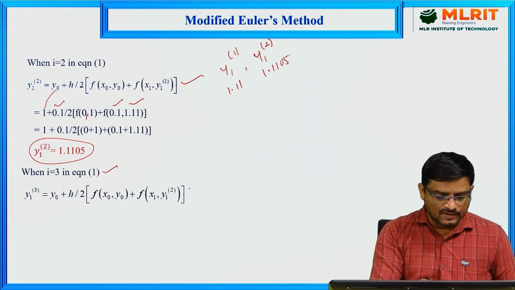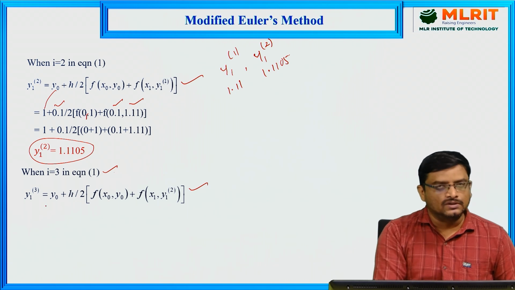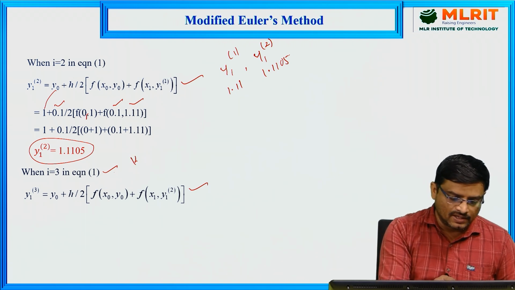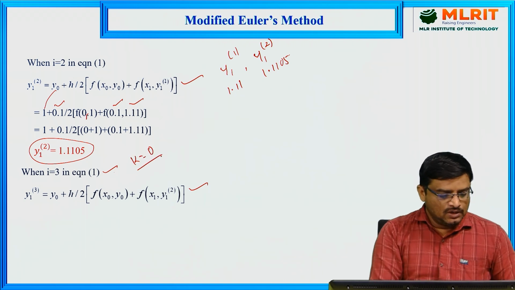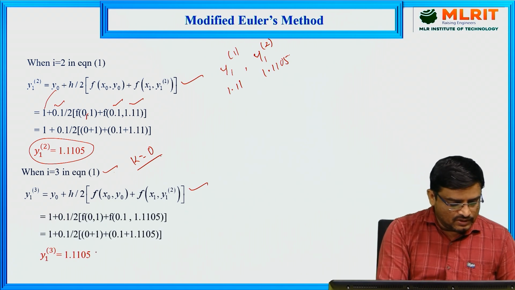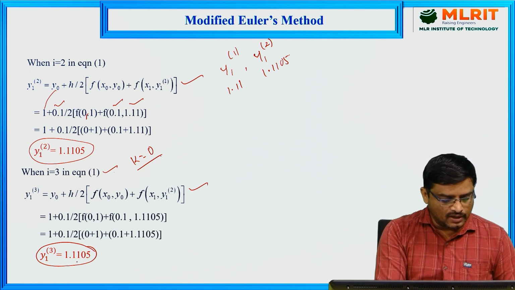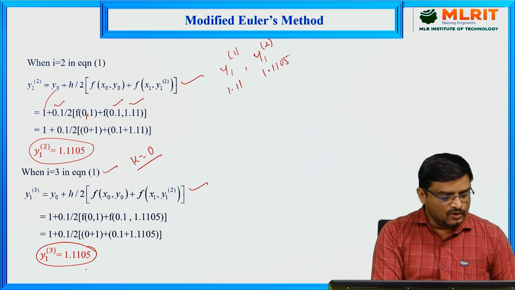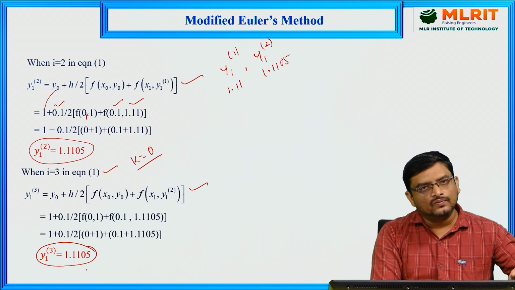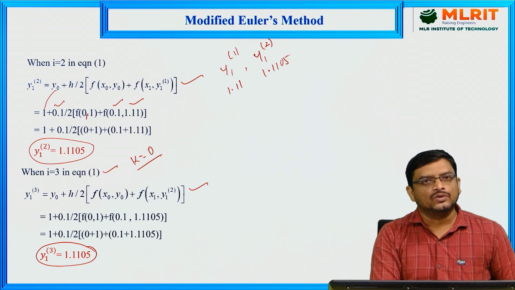So this is the formula. Replace i equal to 3 in equation 1. We will get the third approximation by substituting k equal to 0 as this. So once again you substitute all the values here. Here we will get the third approximation of y1 is equal to 1.1105. Now before going for the next approximation, you just compare the third approximation value and the second approximation.